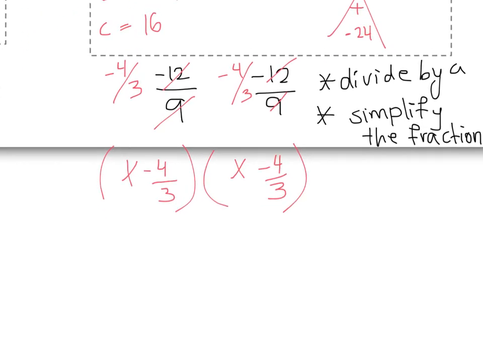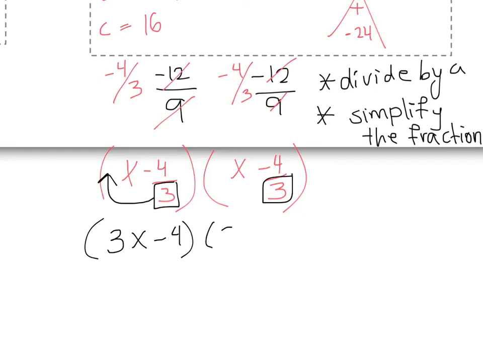Now, X minus 4 over 3 and X minus 4 over 3, these are my factors. But remember, I don't like to have a fraction. So see this bottom? You move it up next to the X. So then your 2 factors are going to be 3x minus 4 and 3x minus 4. So that's my factored form.